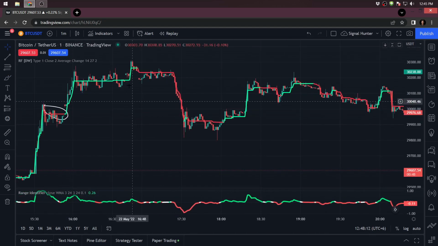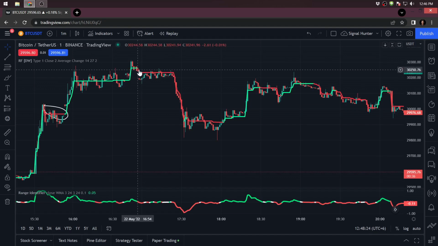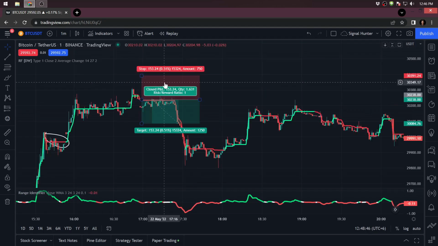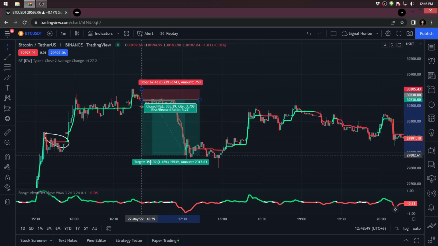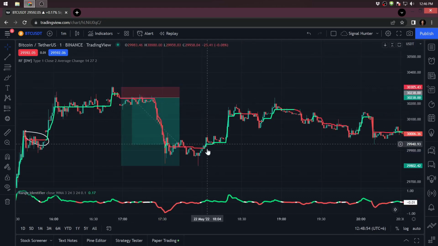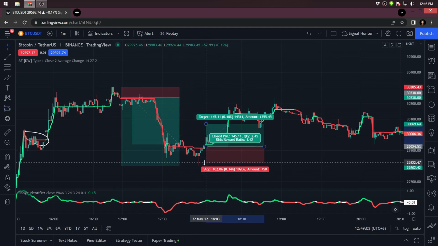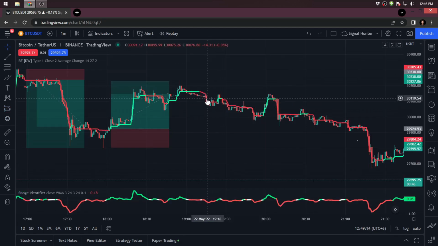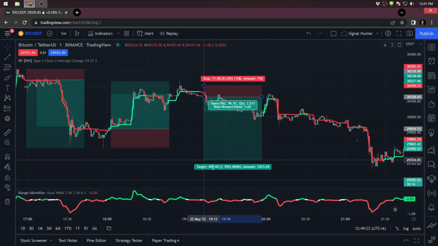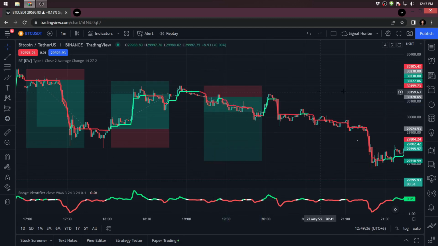And again, you can see here the range filter range line color is switched to red, and also the range identifier range line color is red. That means it's our sell signal. And if I set my stop loss on the last swing high, you can see it's also profitable. And also this signal is for a long position. This is another sell signal. Really, this strategy is very profitable.